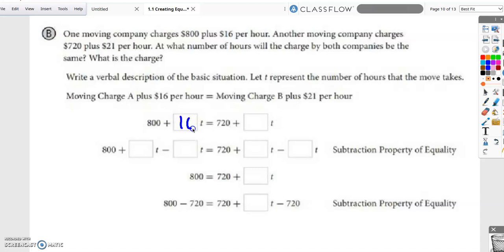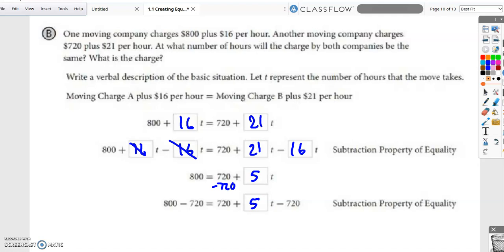Okay, so this is 16. This is 21. Okay, so these two cancel out. 800 is equal to 5T. They just want the T to be positive. So that means 720. They moved the 720 to that side. So this way they get everything to be positive.